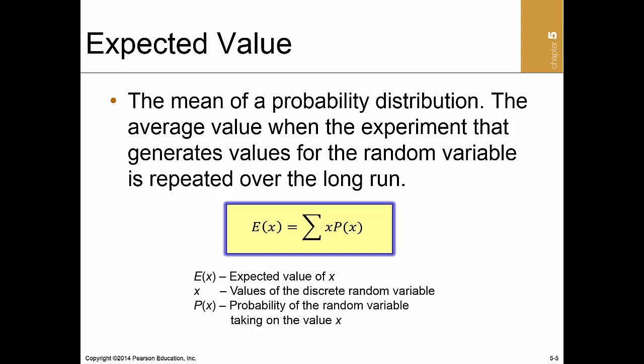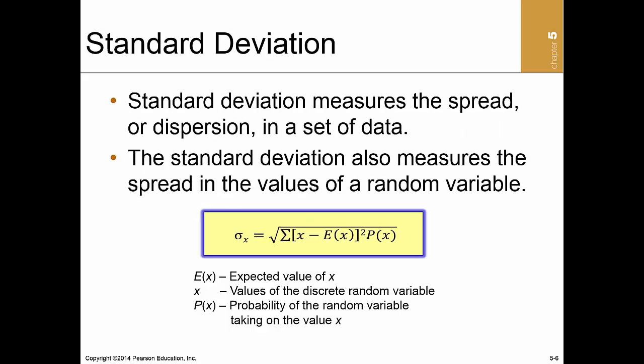The mean of a discrete probability distribution is also called the expected value of the random variable from an experiment. The expected value is actually a weighted average of the random variable values in which the weights are the probabilities assigned to the values. The standard deviation measures the spread or the dispersion in a set of data.